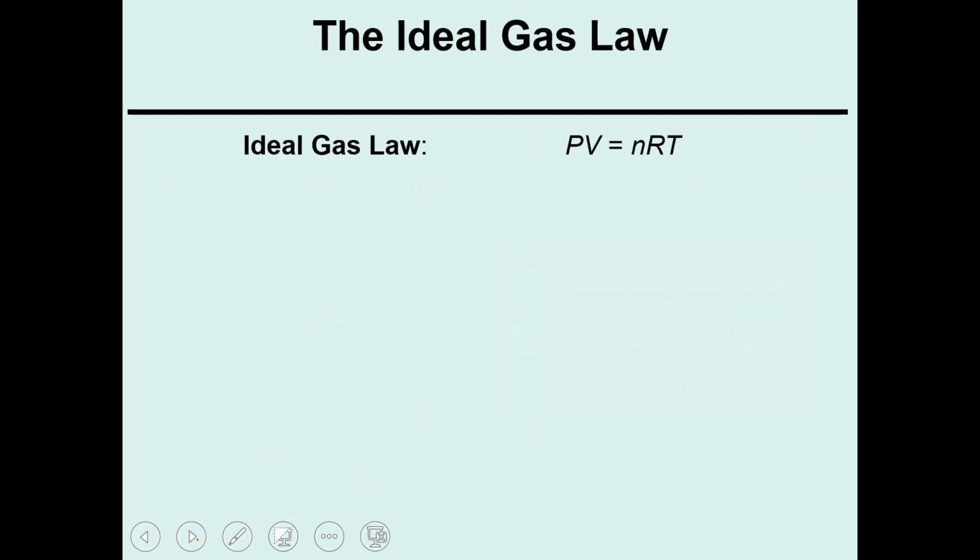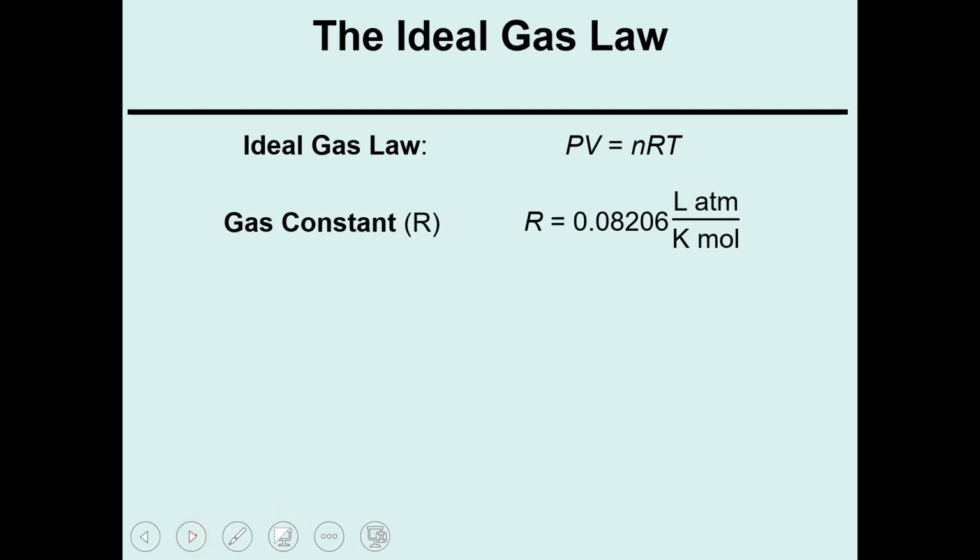And finally, we get to the ideal gas law, which relates all of the variables. The ideal gas law tells us that pressure times volume is equal to the number of moles times the gas constant, which is represented as R, times the temperature. So PV equals nRT. There are actually several different values for the gas constant. You do not need to memorize them. They will always be given to you. So R is equal to 0.08206 liters times atm over Kelvin times mole.